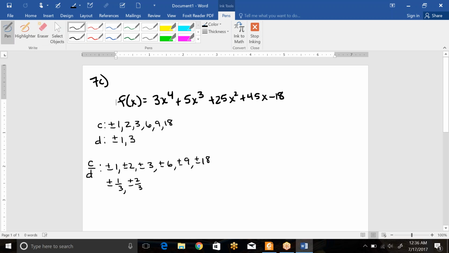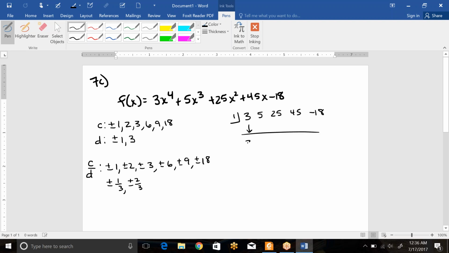Remember, you start off by trying +1 and -1 first using synthetic division. Make sure you're not missing any powers. We're not. We have x to the fourth all the way to no x. So we would have 3, 5, 25, 45, and -18.